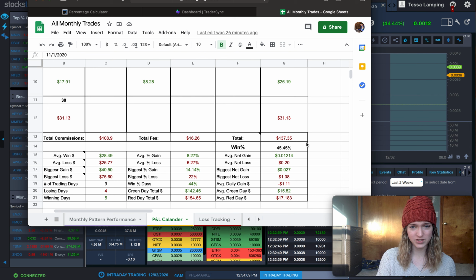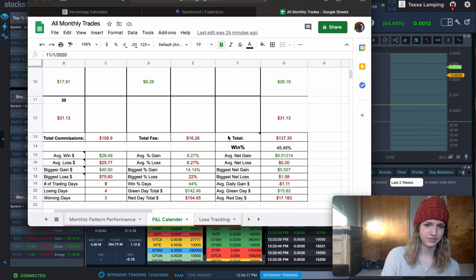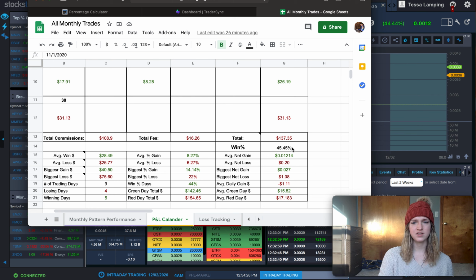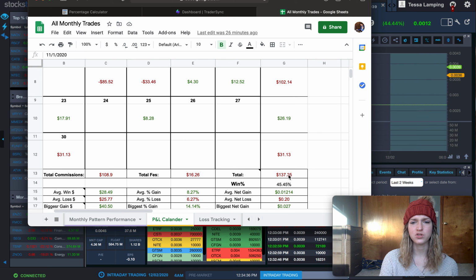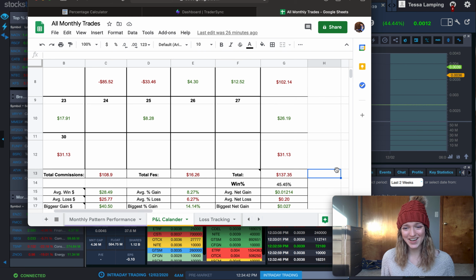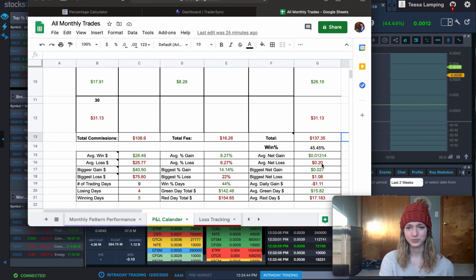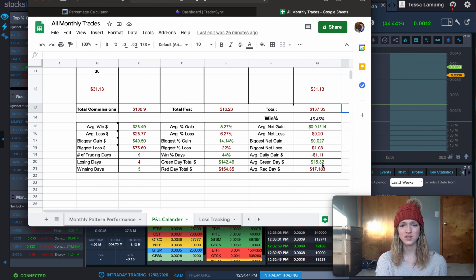So I lost a total of $137.35. This is after fees and commissions, I think. Yeah, because I didn't, yeah, this is with fees and commissions included in it, because this is what's left over after all this. So that's all after commissions. There we go. See, I even forget what I'm tracking. But that's the losses after commissions, because that's what I need to know.